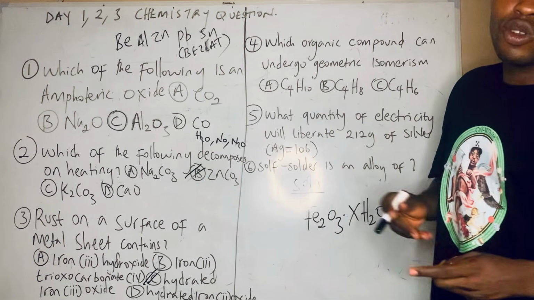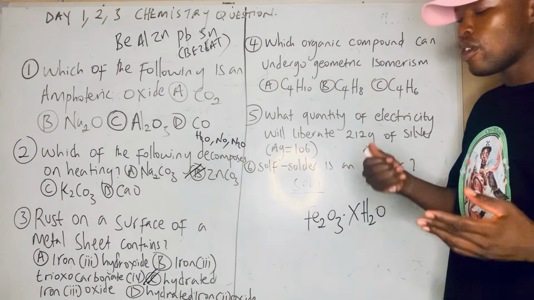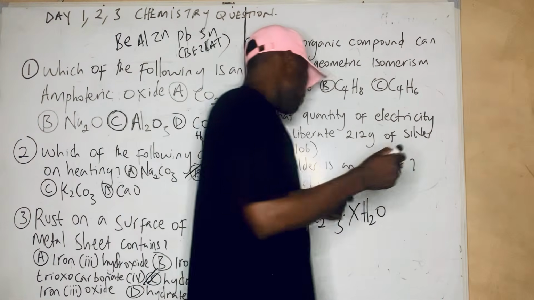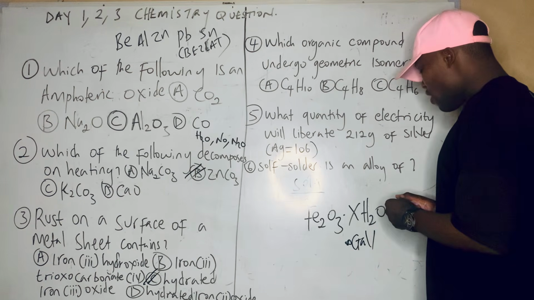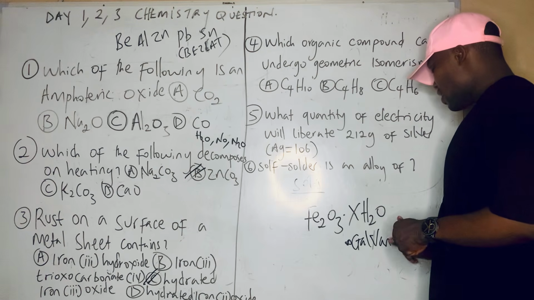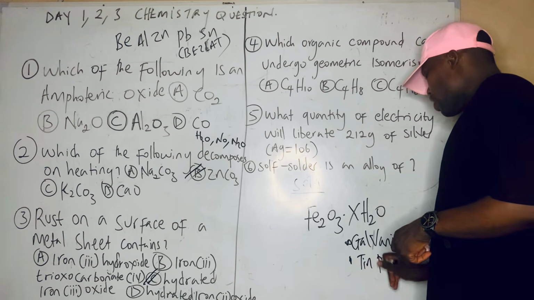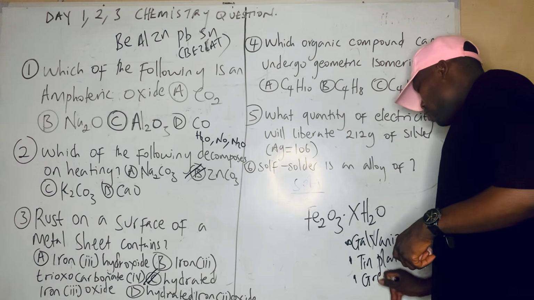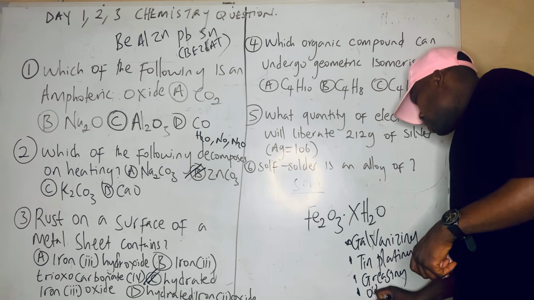Now, what kind of question can they ask on this? How do you prevent rust? To prevent rust, you can coat with zinc, which is called galvanizing. So ways to prevent rust are coating with zinc, which is called galvanizing. Galvanizing is a form of coating or plating. I can plate with tin. I can do greasing, so I can grease. I can do oil painting.